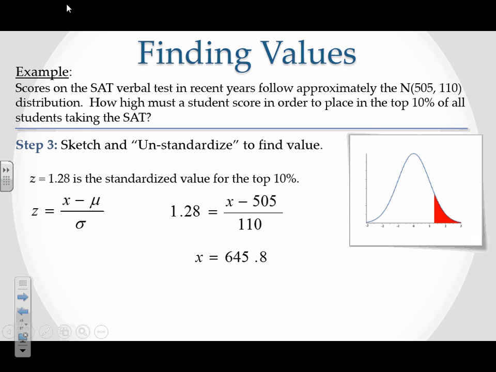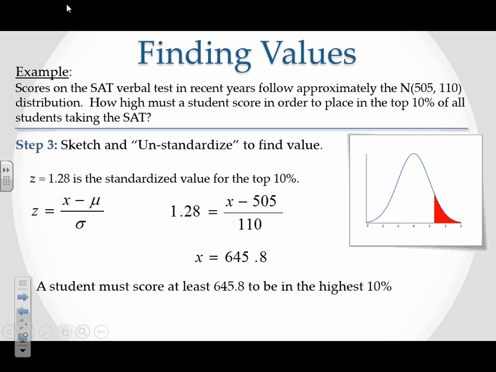So what does this x equals 645.8 actually mean? That's the score we need to have in order to place in the top 10%. Okay, so again, this is not a problem where you can just find x and call it good. You have to have a statement that relates it back to the context of the problem. So a student must score at least 645.8 to be in the highest 10%. You have to have that statement at the end that relates the number itself back to the context.